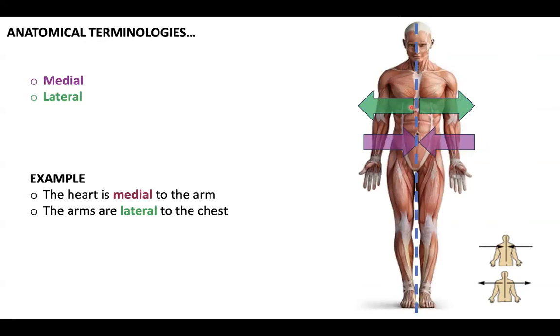Or we can say the arms are lateral to the chest. So the arms are away from the midline. So we can say the arms are lateral to the chest. Or we can also say the nose is medial to the ears.